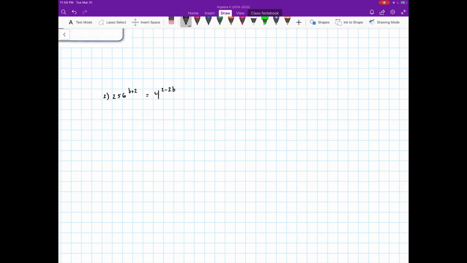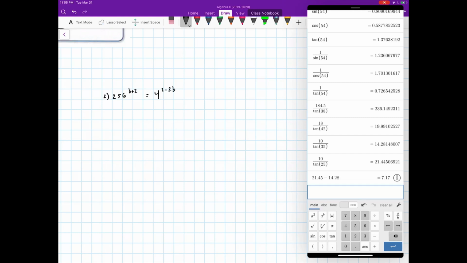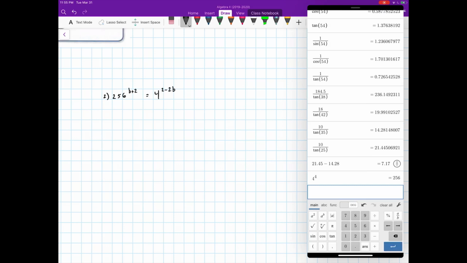So for this one, I have 256 and 4. Now, I'm not saying you need to know all the different powers of every number. You should just take out a calculator and try some. I happen to know that 4 to the 4th is 256, but you might do 4 to the 3rd or 4 squared to work your way up there, or start from a higher number, whatever works for you. So for this, I want to make both my bases 4, just because I'd rather work with the smaller number. So I'm going to rewrite 256 as 4 to the 4th.